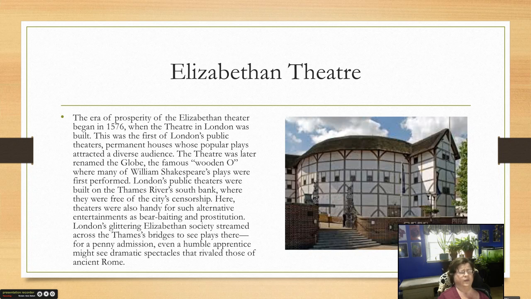Here, theaters were also handy for such alternate entertainment as bear baiting and some prostitution. London's glittery Elizabethan society streamed across Thames bridges to see plays for a penny admission. Even a humble apprentice might see dramatic spectacles that rivaled those of ancient Rome. So for a place where there was very little entertainment, this was a great place to be entertained.